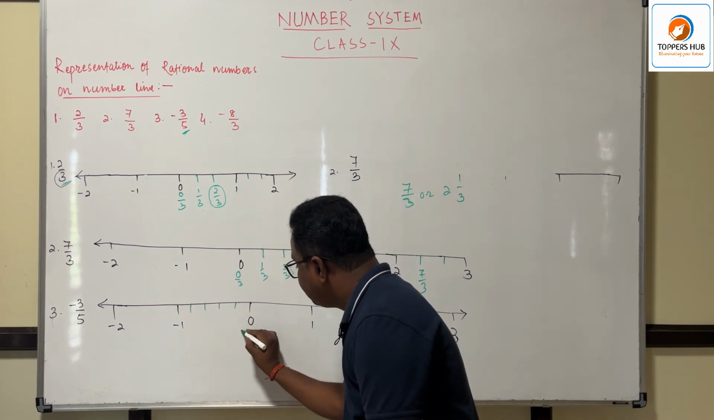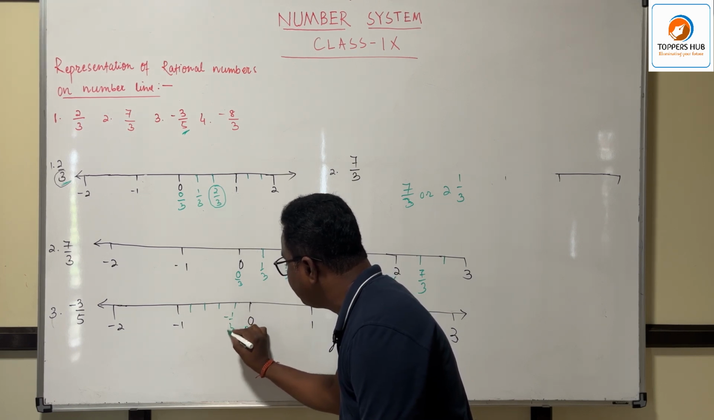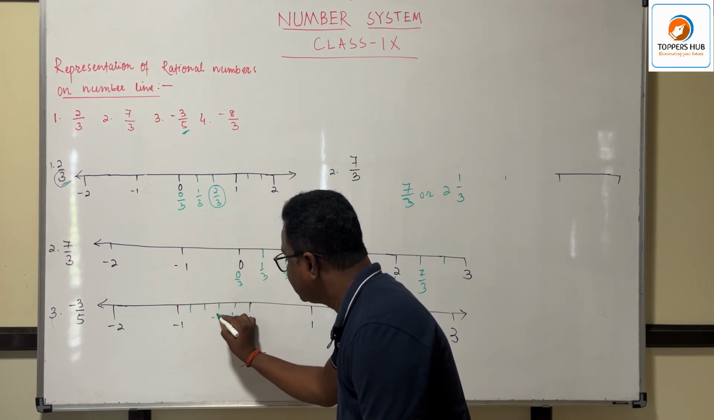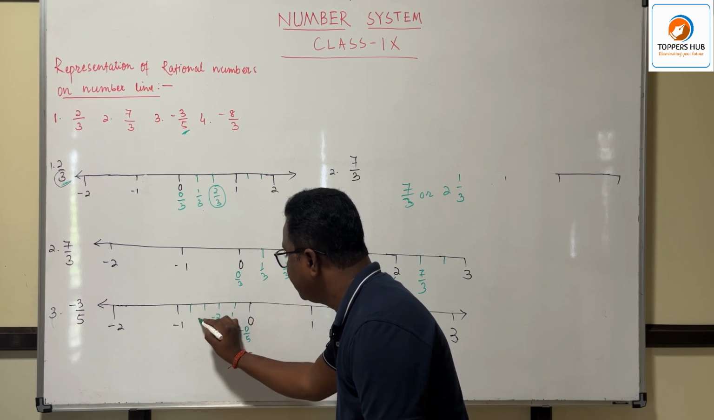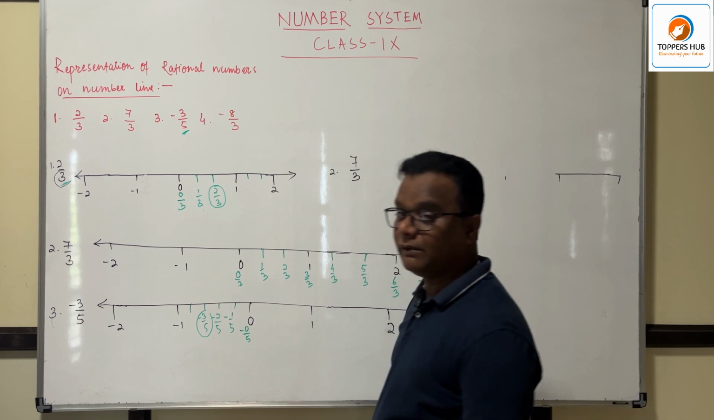Now this is minus 0 by 5. It becomes minus 1 by 5. It becomes minus 2 by 5. Here it becomes minus 3 by 5, and I got the number minus 3 by 5.